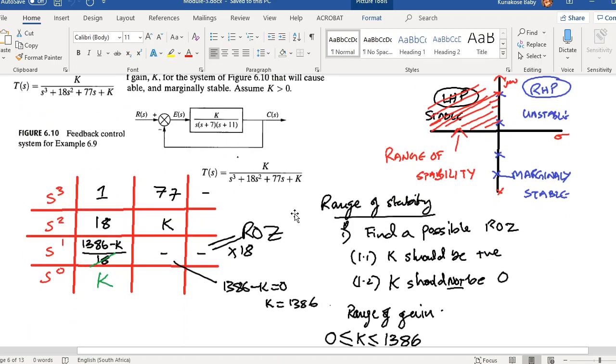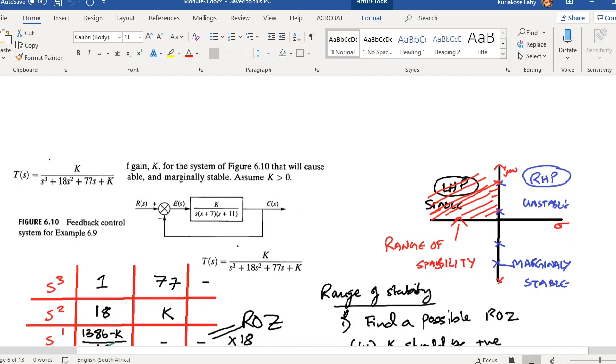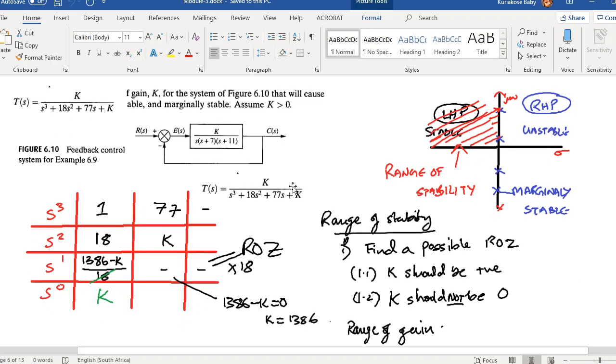Next we come to the point where we find the gain of a system using the Routh Hurwitz criterion. This is a section that will be dealt with when we are doing the root locus, but because it's a very simple concept, I'll explain it here.